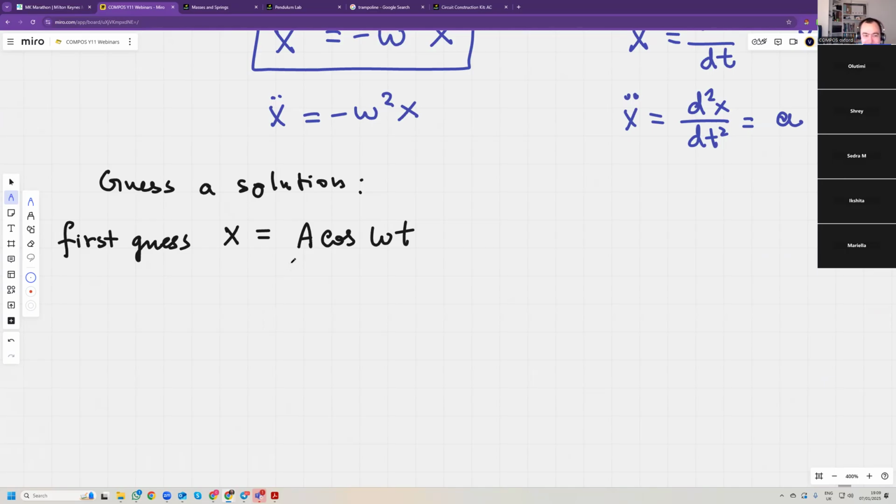Quite a good guess, I think you would agree. Let's check. I'm going to find x dash, the derivative, and I'm going to use the chain rule here. So it's going to be a omega multiplied by sine omega t, and of course with a minus.